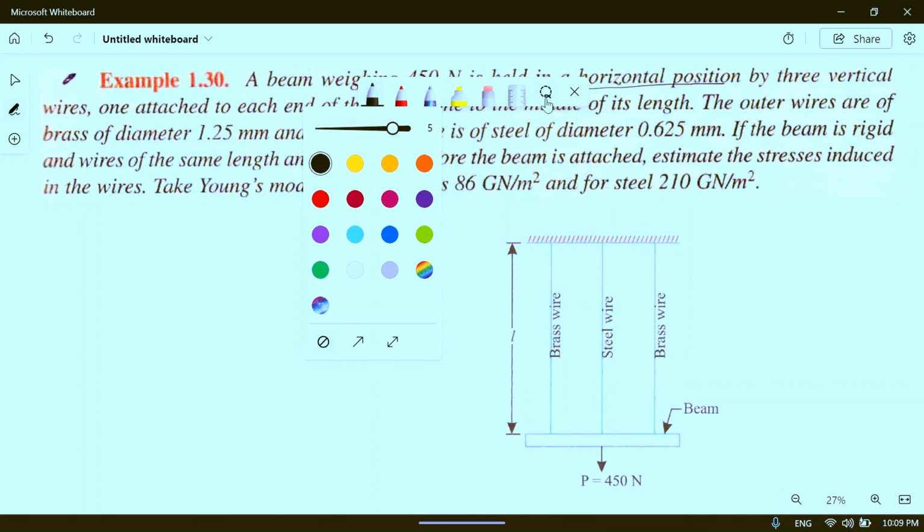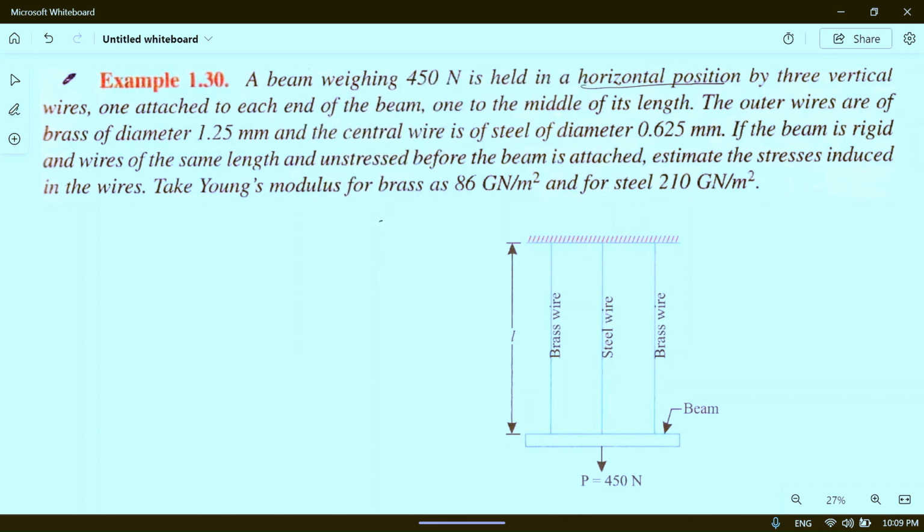Then one wire is attached to each end of the beam, and one in the middle. The outer wires are made of brass, so this is brass, this is also brass, and the diameter of brass is 1.25 mm, and the central wire is steel, so the diameter of steel is 0.625 mm.